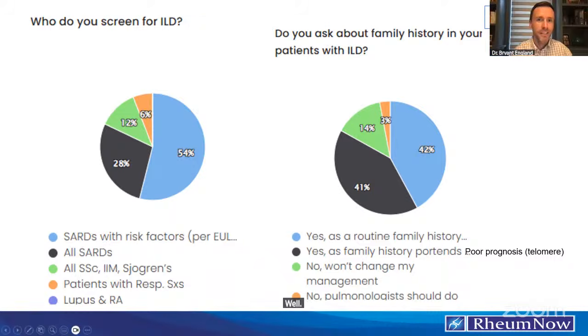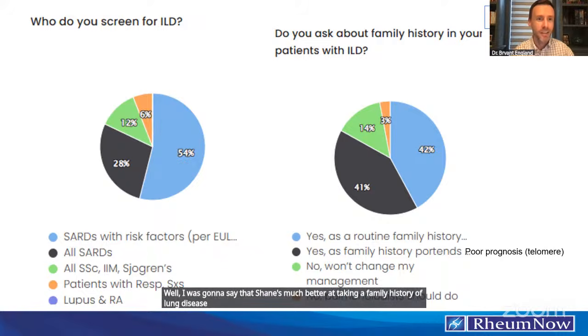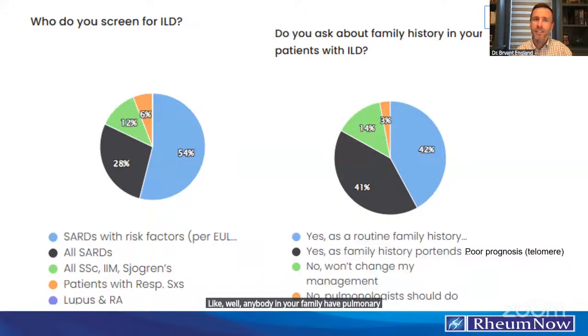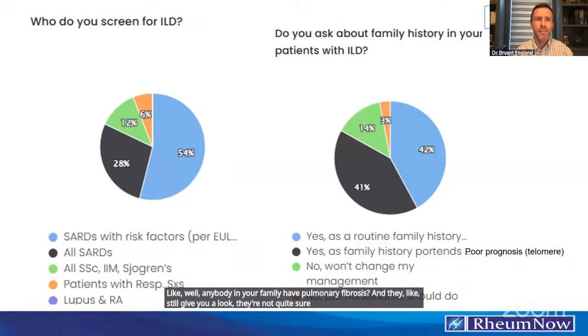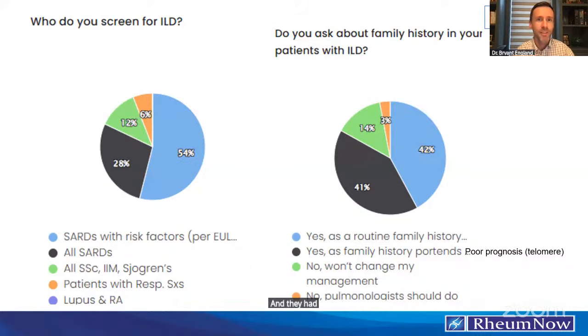Well, I was going to say that Shane's much better at taking a family history of lung disease than I am, because, Jack, my situation's much more like yours. You ask the patient, anybody in your family have interstitial lung disease? And they kind of look at you like, what do you mean? Well, anybody in your family have pulmonary fibrosis? And they still give you a look. They're not quite sure. You say, anybody in your family have lung disease? And they're like, yes, I've heard of the lungs. And they had a problem there.